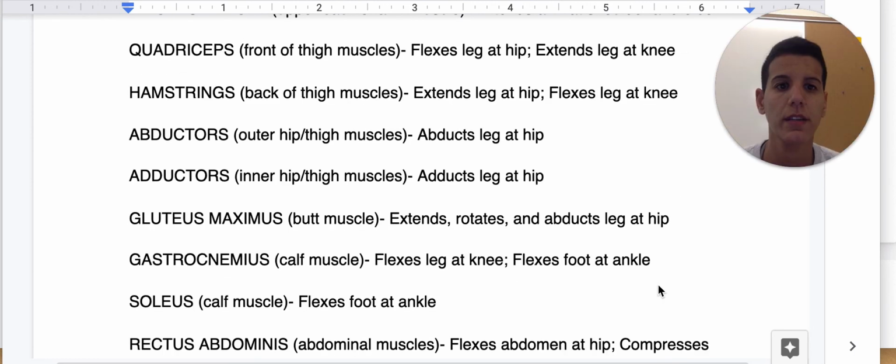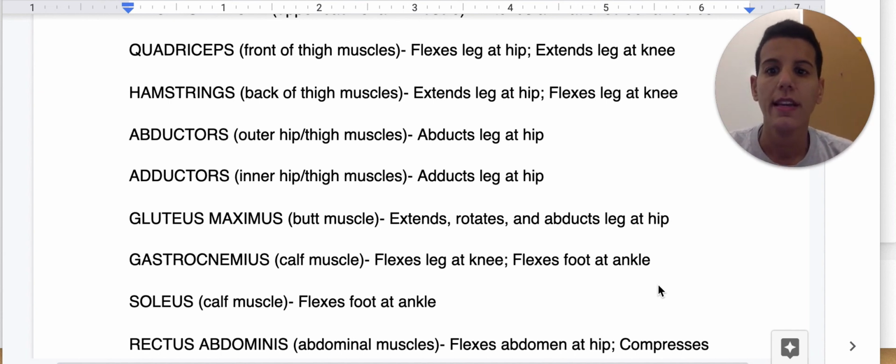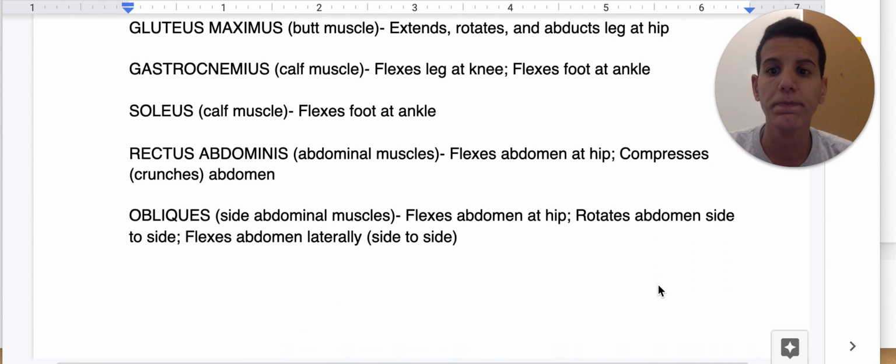Gluteus maximus actually allows you to extend, rotate, abduct at your hip. There's a lot of things that the gluteus maximus muscle, when it contracts, allows you to do. Gastrocnemius, which is one of the muscles of your calf, allows you to flex your leg at your knee and also move your foot, flex your foot. And the soleus also helps you, when it contracts, flex your foot.